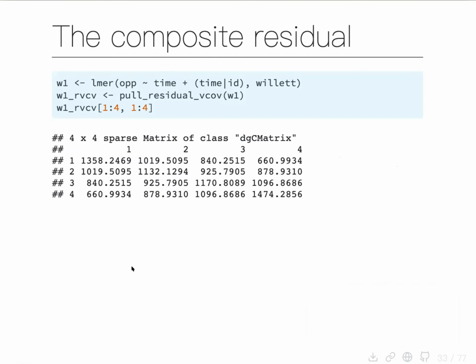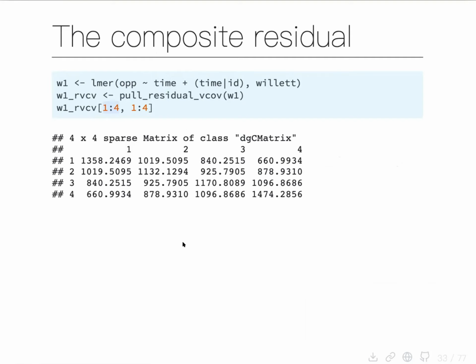Okay, so here's how I would do it. First, I'm going to fit the model, which is the outcome with time, but now I'm going to have time randomly varying across the IDs, so the intercept and the slope. When I pull the residual variance covariance matrix, here I'm just showing the first 4 because now we know that it's the same for all students. But we get something that looks like this.